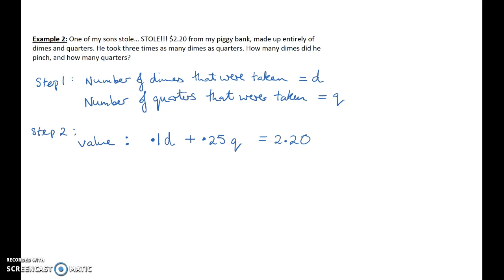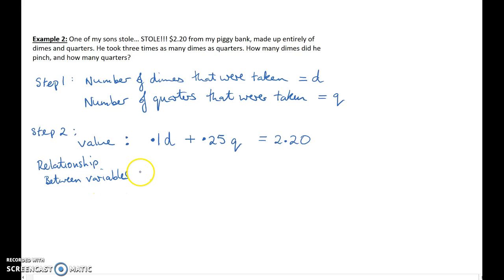The other bit of information is a little bit trickier in this case. It says he took 3 times as many dimes as quarters. So what we're talking about there is the relationship between the 2 variables. Okay, this is a relationship between the 2 variables. It's a relationship between variables.